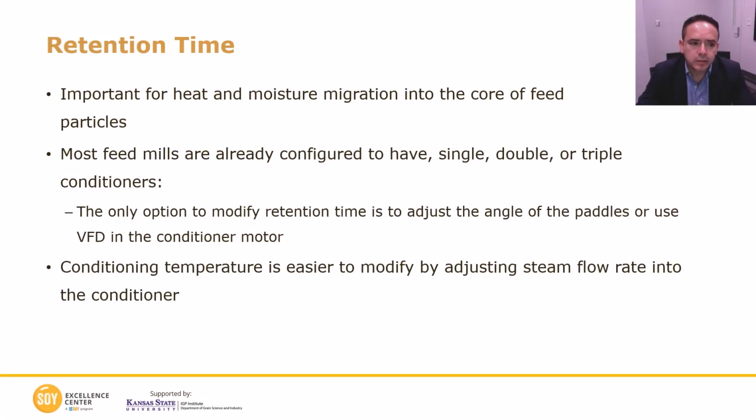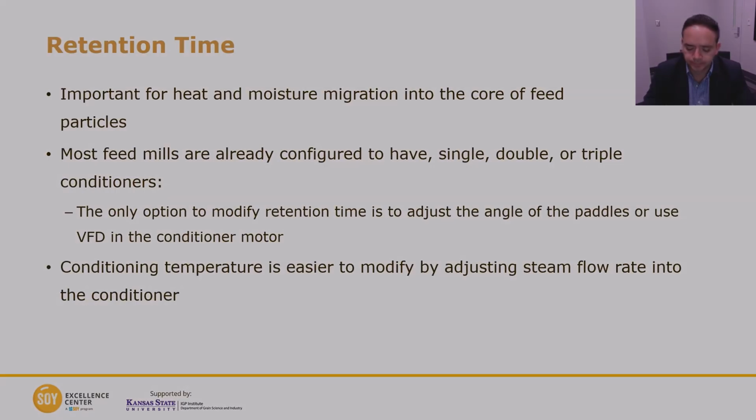And in the conditioner, retention time is very important because this allows the moisture and the heat to migrate into the core of feed particles. However, most feed mills are already configured to have single, double, or triple conditioners, and sometimes the only option to modify retention time is to adjust the angle of the paddles or to use a variable frequency drive in the conditioner motor. Conditioning temperature is easier to modify by adjusting the steam flow rate into the conditioner.